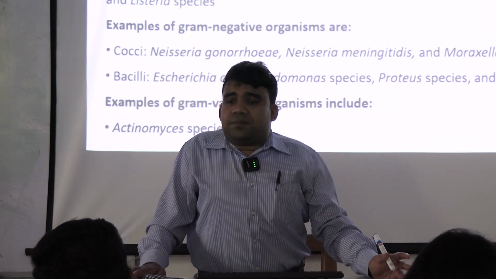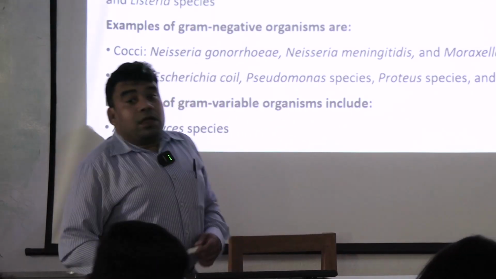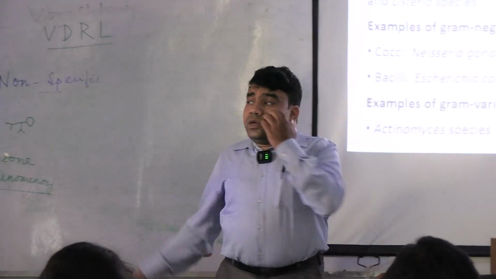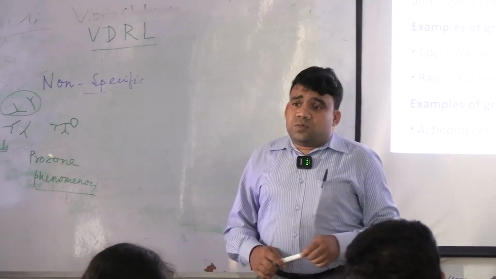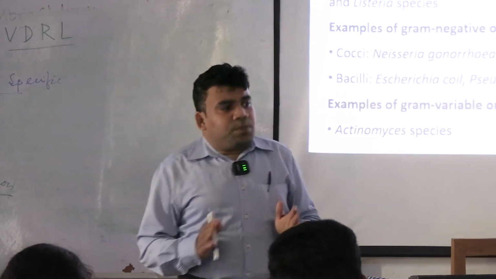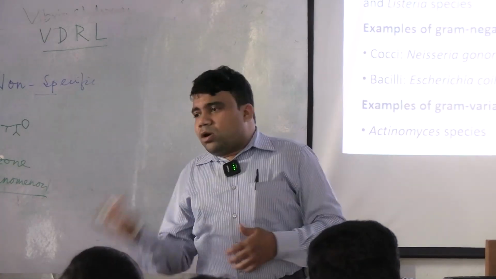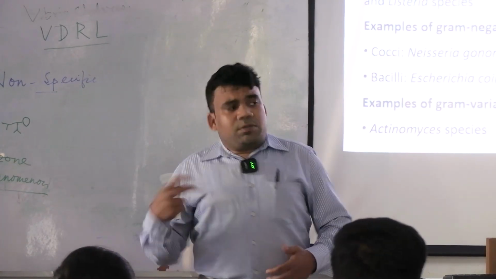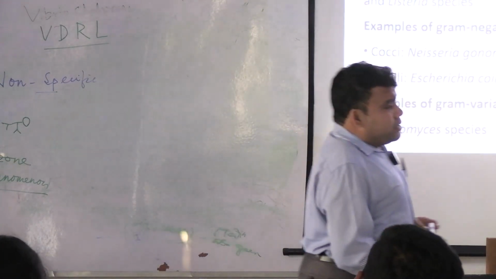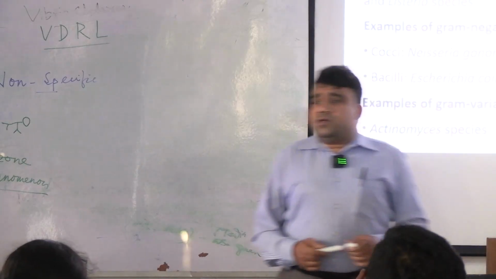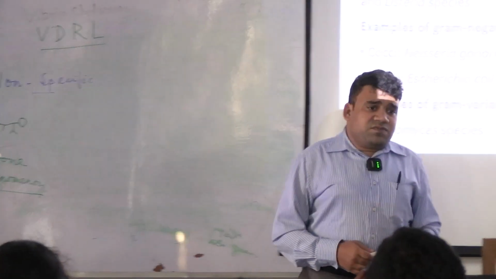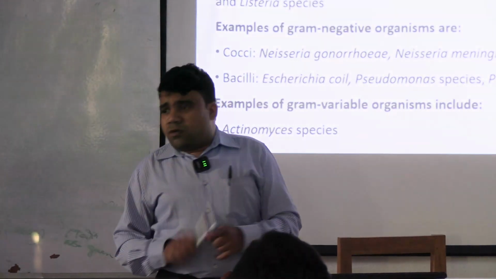That is the practical application of gram staining. Next type of application will be, we can look at the morphology. Morphology means the shape of the organism, whether it's a cocci or bacilli, whether it's gram positive or negative. That is how in your textbook you will see most of the organisms are classified based on gram and morphology.